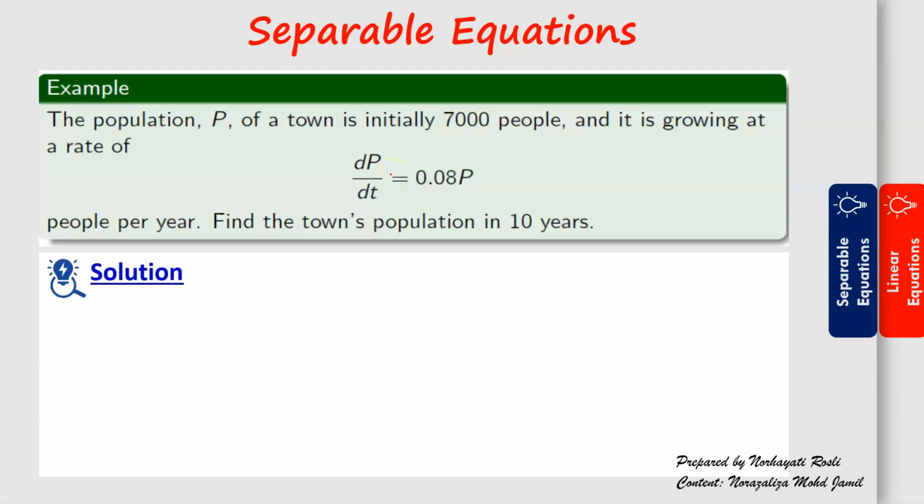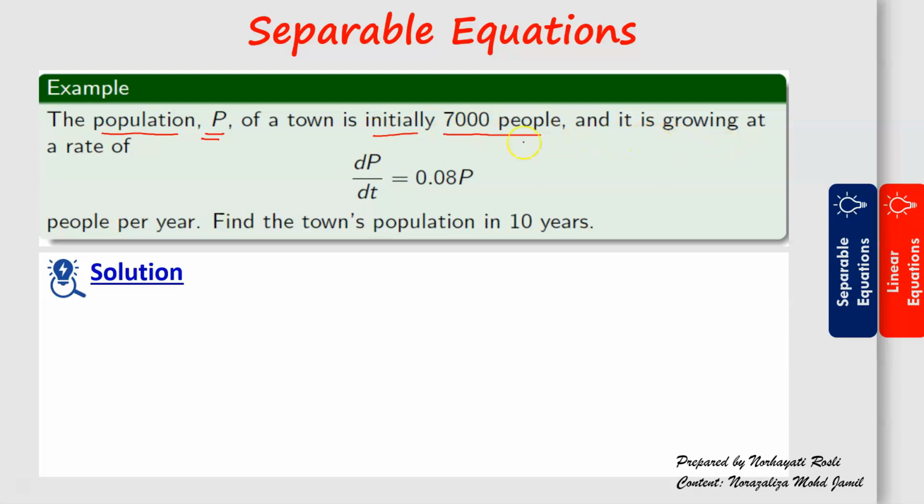Sometimes I will ask you application problems instead of general mathematical problems. So now we go to this application problem. We have, for example, the population, denoted by the notation P, of a town. We said the population of people in one town is initially, at initial time, only 7,000 people.